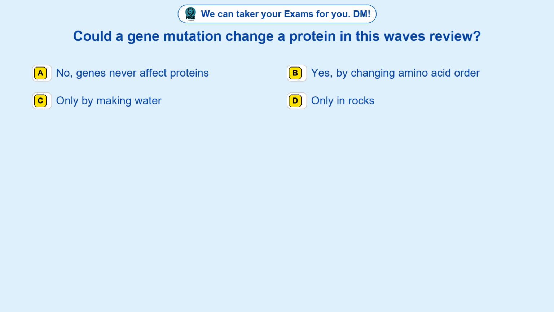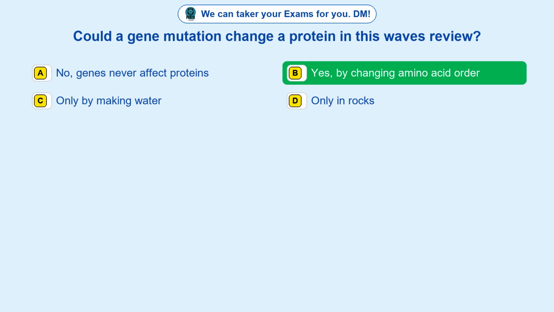Question 10. Could a gene mutation change a protein in this Waves review? Option A. No, genes never affect proteins. Option B. Yes, by changing amino acid order. Option C. Only by making water. Option D. Only in rocks. The correct answer is option B. Yes, by changing amino acid order.